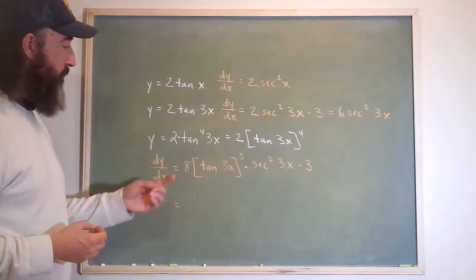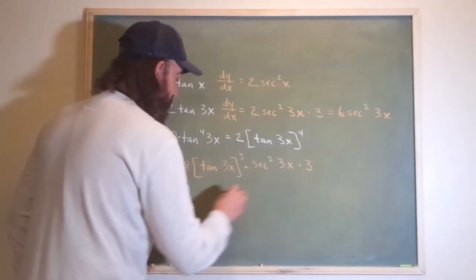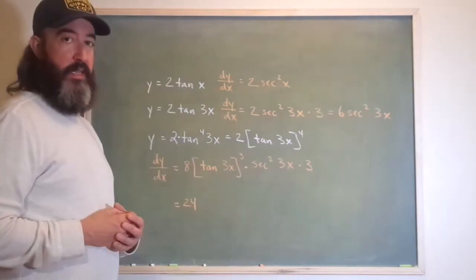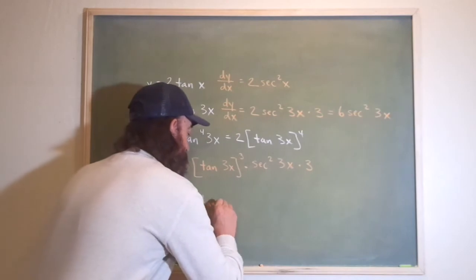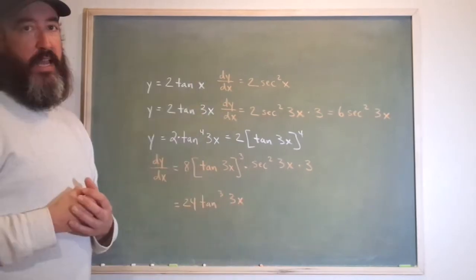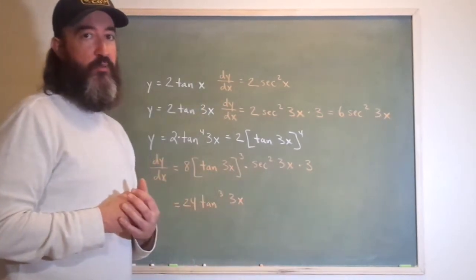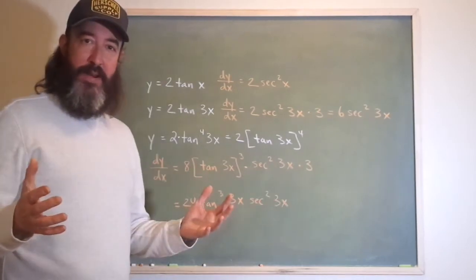Let's see if we can neaten this up. 8 times 3 is 24. I'm going to write this tangent of 3x to the power of 3 as tangent cubed 3x. And then, of course, I have my secant squared 3x. Is your head spinning yet?